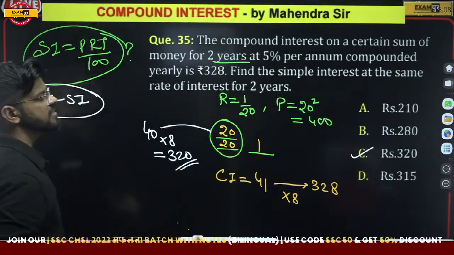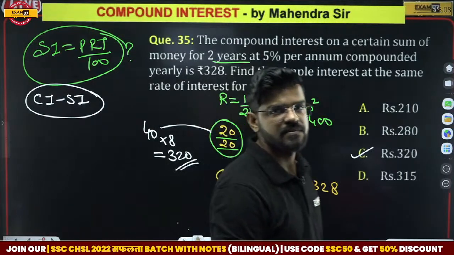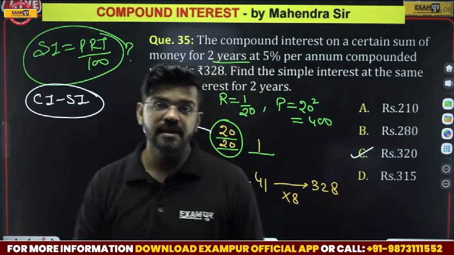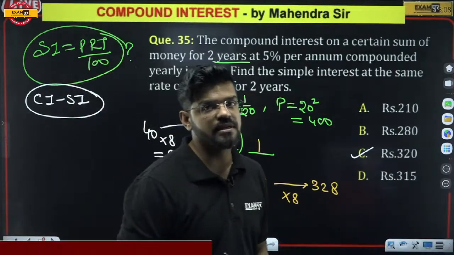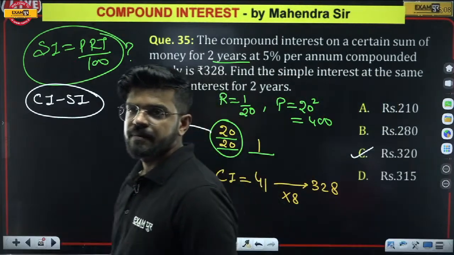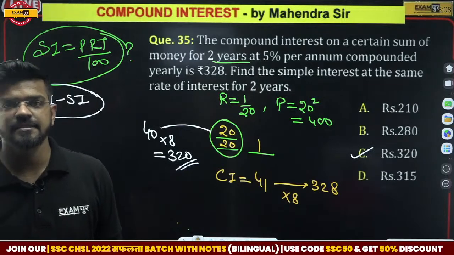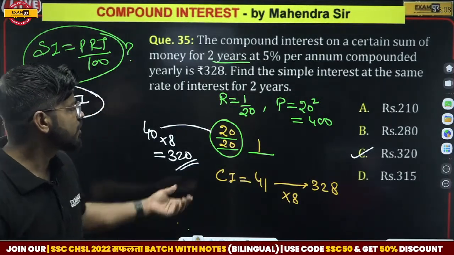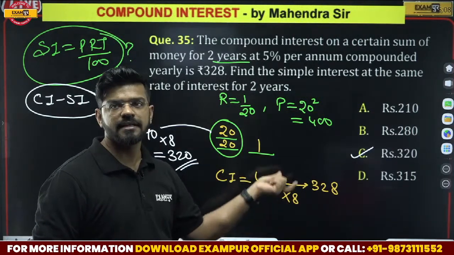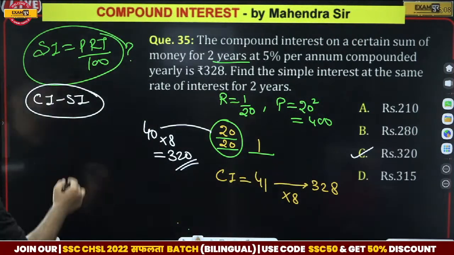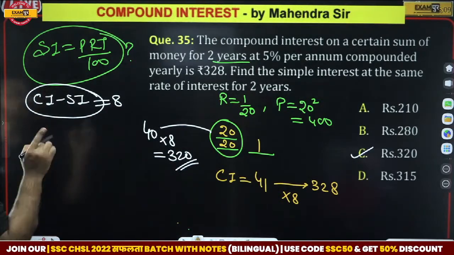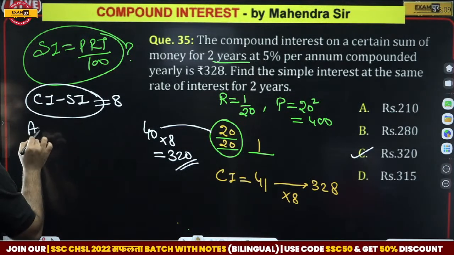What is the difference between CI and SI? What will you say? In the same question, if they have not asked you what the CI for the second year is, they can ask what is the difference between CI and SI. They can also do that, no? So what will be the answer in that case? You can directly say, here is the difference. That means that multiplying factor itself is my answer. So CI minus SI is what? 8 only. In the same question, they can also ask the amount.